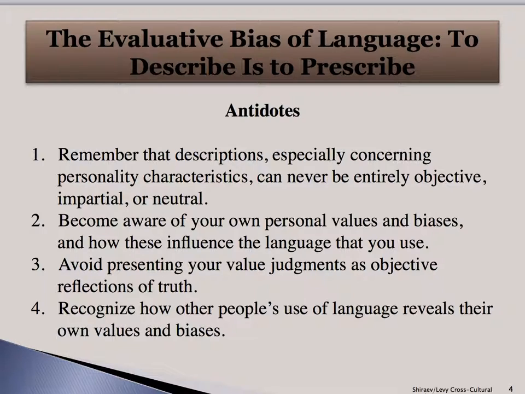So on this slide, there are antidotes to the evaluative bias in language. And the book highlights these points to remember: that descriptions, especially concerning personality characteristics, can never be entirely objective, impartial, or neutral. To become aware of your own personal values and biases and how these influence the language that you use. Avoid presenting your value judgments as objective reflections of the truth. And recognize how other people's use of language reveals their own values and biases.